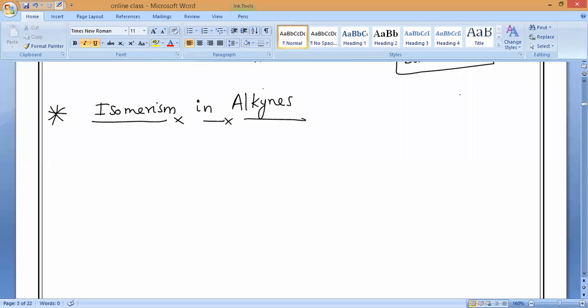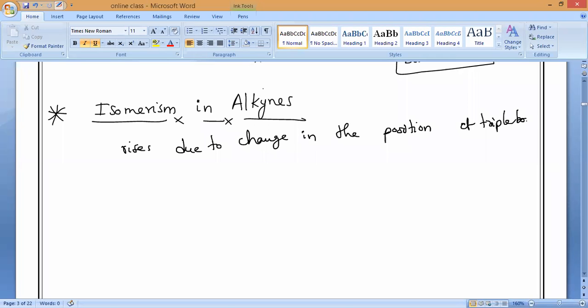Next, isomerism in alkynes. So in alkynes, it will arise due to change in what? Due to change in the position of the triple bond, and change in carbon chain.